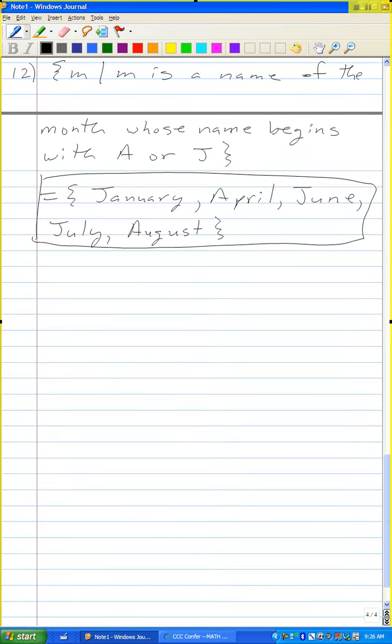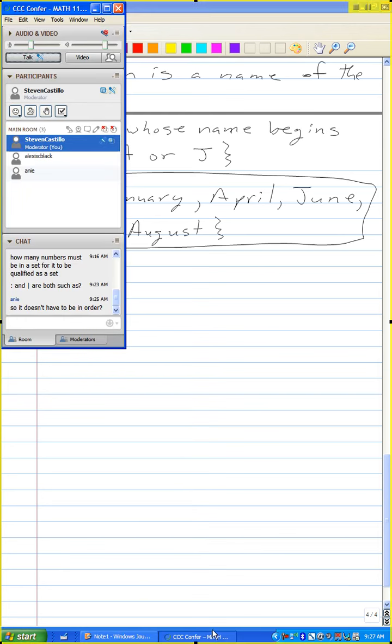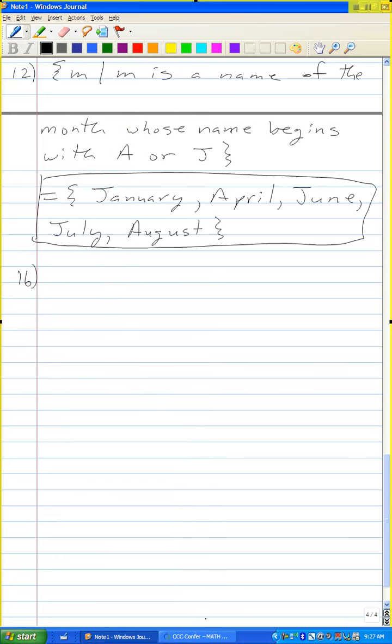Problem number 16. No, it doesn't have to be in any sort of order. I just happen to have written it in this order just because I'm human. And if I didn't write in that order, I might skip one of the members in my set. Problem 16. The set of all n such that n is a natural number multiple of 3.